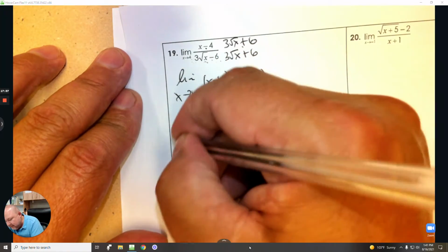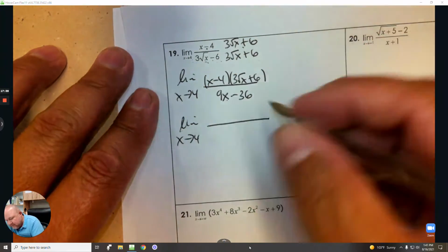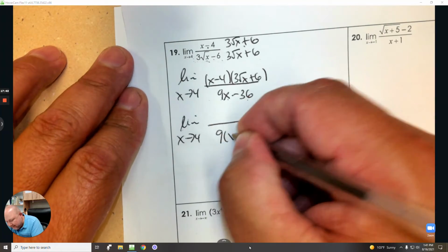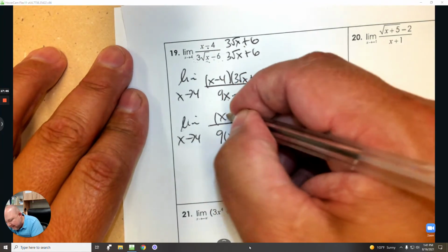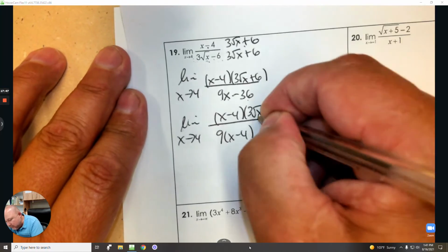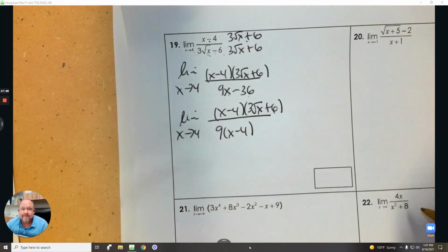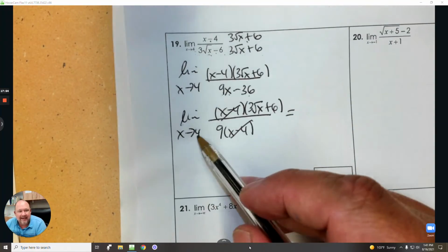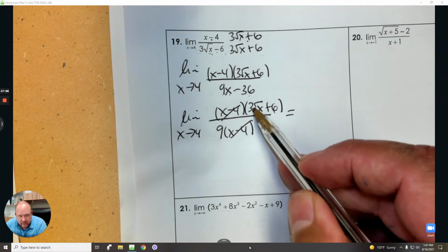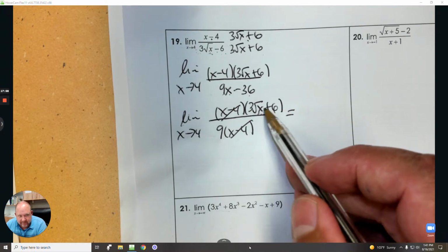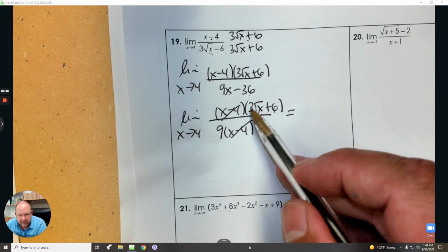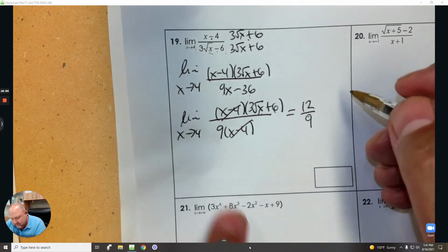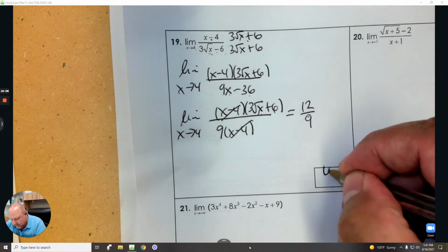The denominator now factors. So if I look at the denominator, 9 goes into both evenly. So factor out a 9. And then by factoring that out, we can now remove the discontinuity. So x subtract 4 is now removable. I can now evaluate at 4. So the square root of 4, that's 3 times 2. So it's 6 plus 6. That's 12 over 9. Or another way to write that is 4/3.